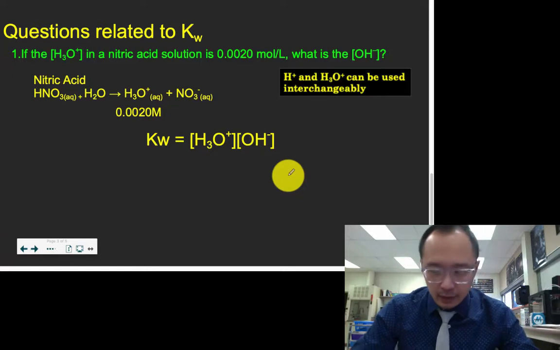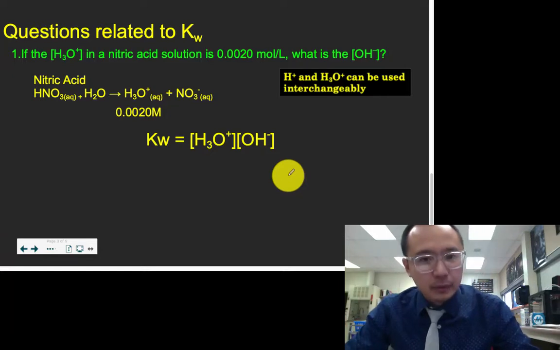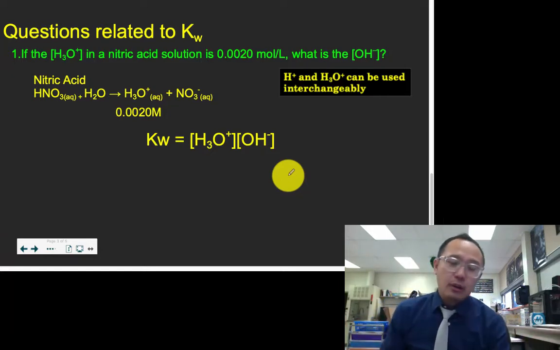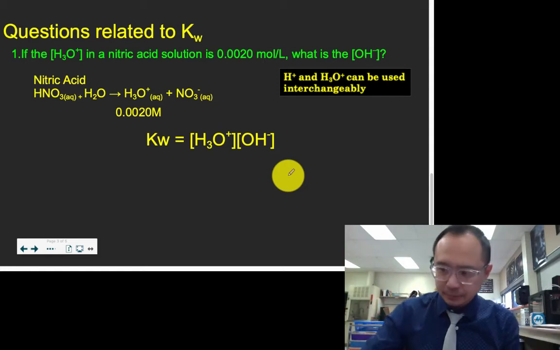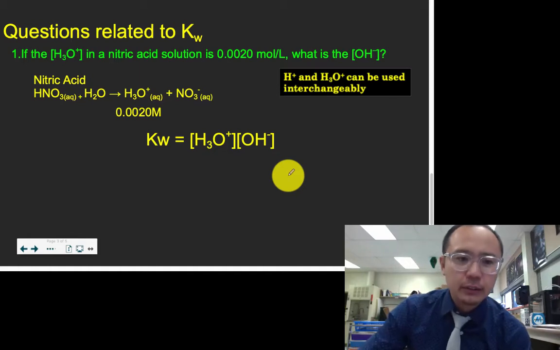So welcome back. Last video we talked about Kw and the equilibrium law expression, looking at the ratio of your products, the ions associated to the reactants. And now we'll look at a question related to Kw.